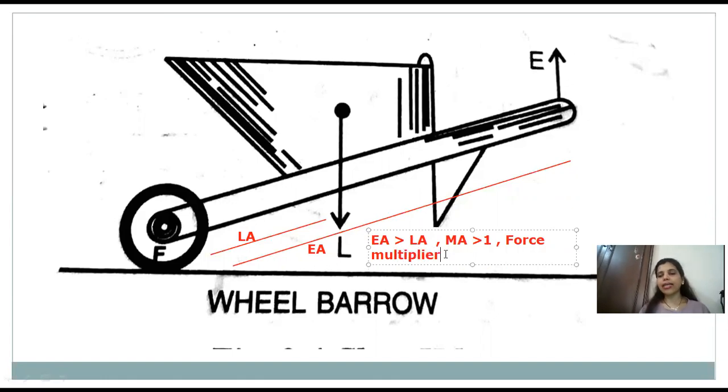So I hope till here it's clear. Please write it down and try to understand, because this chapter will go easy for you if you understand the concept properly. If you are able to mark the position of the load in downward direction, effort in upward direction, this is how you have to mark the load and the effort. Fulcrum, you have to mark the position of the fulcrum, and then you have to write whether the MA is less than 1, greater than 1 or equal to 1, and accordingly you have to write whether it is a force multiplier, gain in speed, or helping to change the direction of the application of the effort.